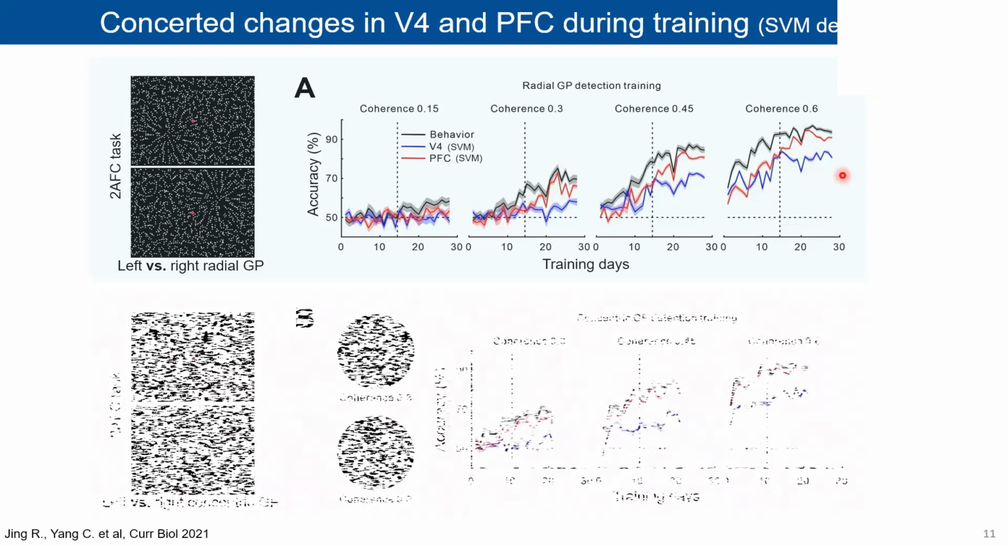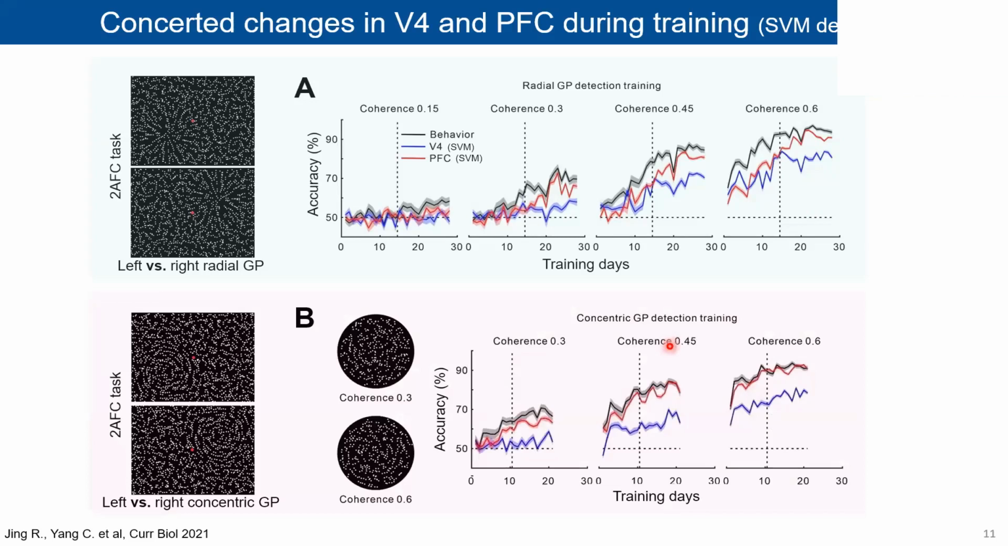After the learning effects plateaued, we changed the configuration of the glass pattern from radial to concentric form. So we see a relearning effect. Both the decoding accuracy and the animal's behavior dropped in the beginning of the training, and the decoding accuracy and the behavior performance increased again with training. This suggests a certain degree of stimulus specificity of the learning effect.